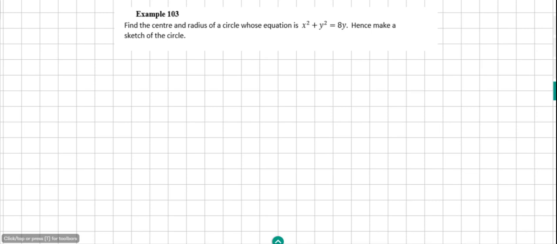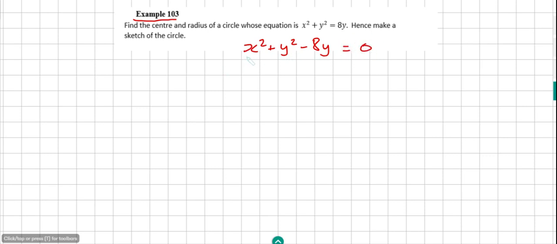Here we've got another equation of a circle, but again, it's not in our standard format. So we need to try and do that. We need to first of all get it in the form (x minus a) all squared plus (y minus b) all squared equals r squared. So we need to rearrange it for that. First of all, I'm going to get everything over on the left-hand side, make it equal to 0. So we've got x squared plus y squared minus 8y equals 0.